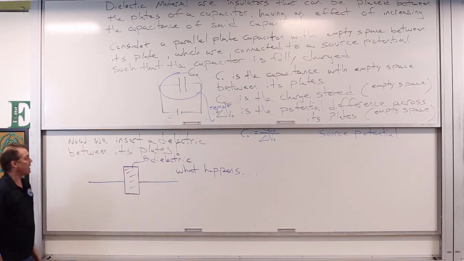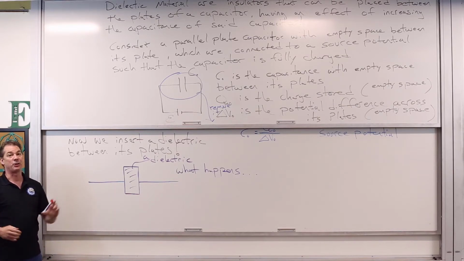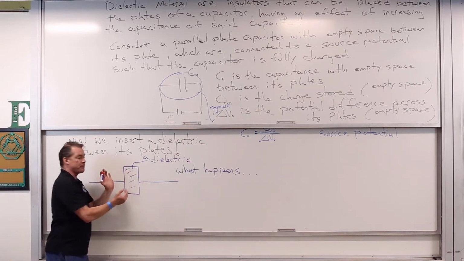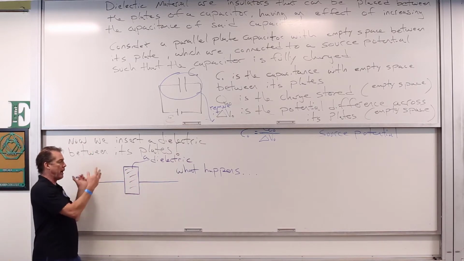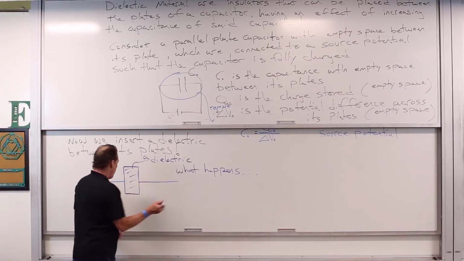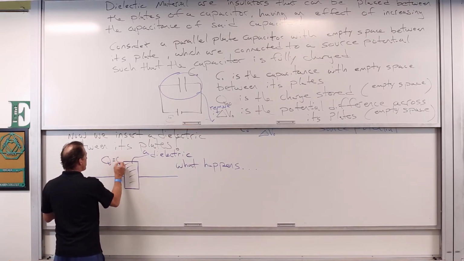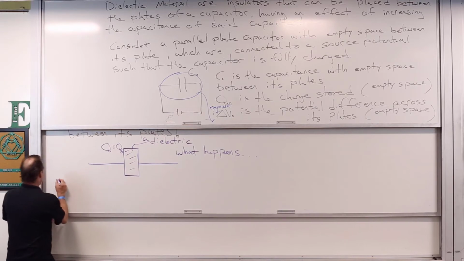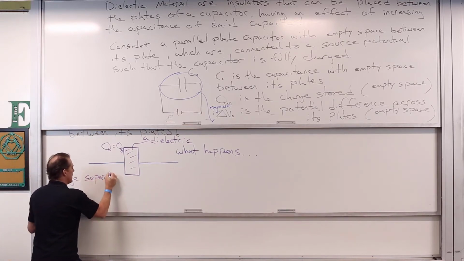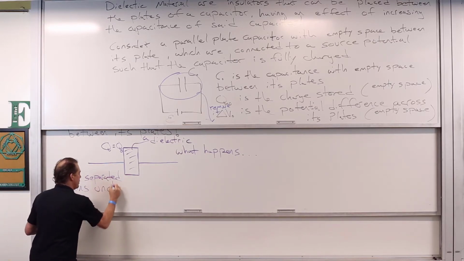Does just putting this dielectric in between the plates change the amount of charge that's separated? The answer is definitely not. The charge has nowhere to go. The charge is on these plates. It can't move around, it can't redistribute itself. It's there, no matter what. So we have that Q is still equal to Q0. Charge separated remains unchanged.